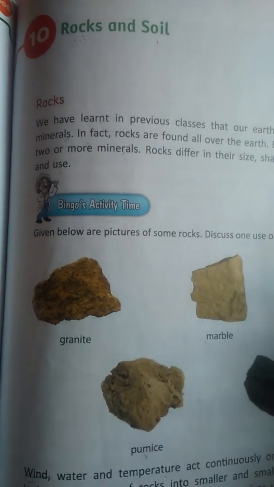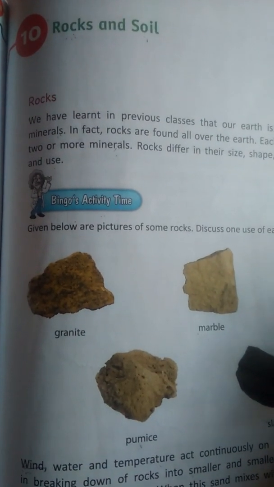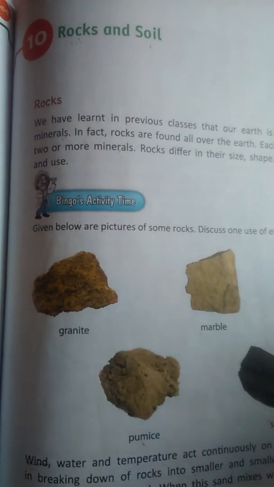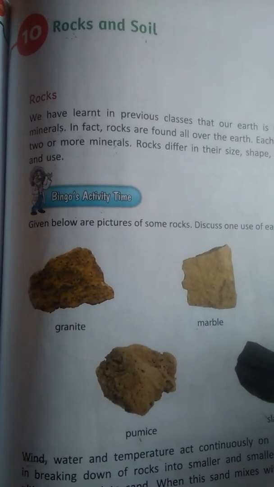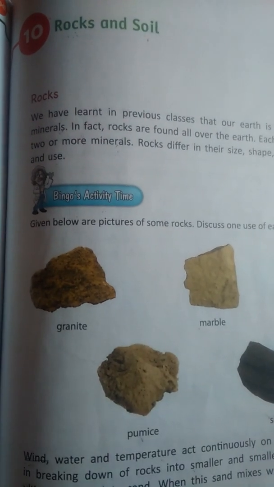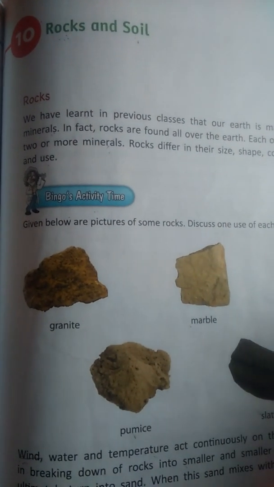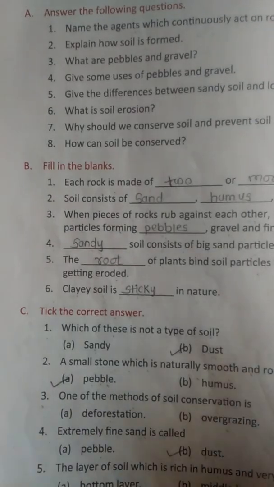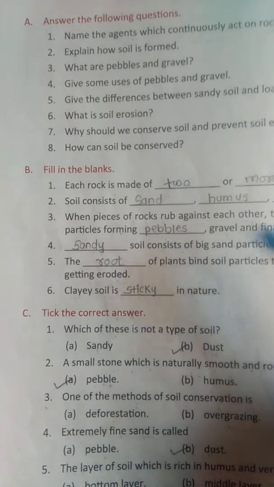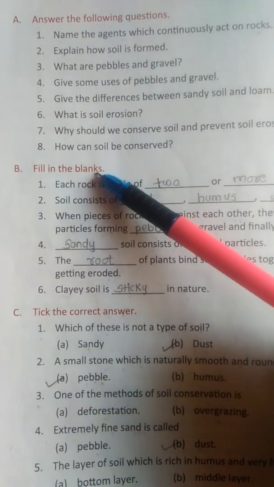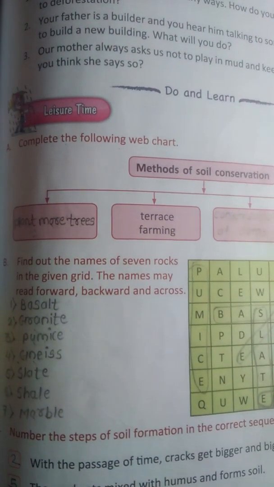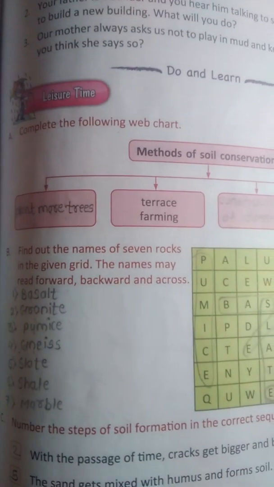Then chapter number 10, Rocks and Soil. We have to know that rocks are made up of minerals, which means two or more minerals make a rock. And there are three types of soil: clayey, sandy and loam. In this chapter you have to do the revision of question number B, fill in the blanks and tick the correct options. Then revise the web charts and this grid also.